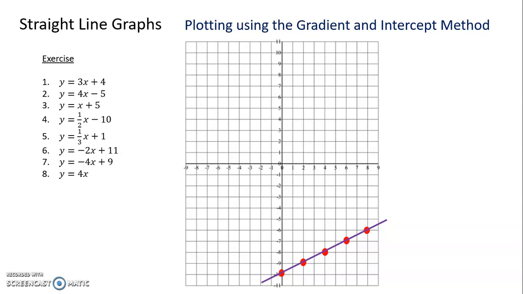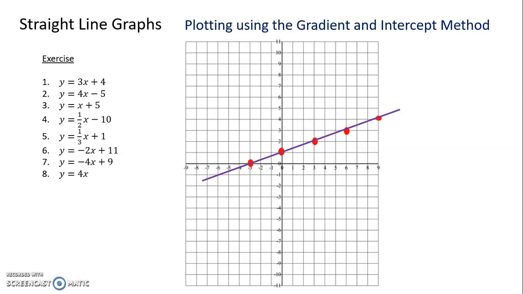Next one, y equals a third x add 1. So the intercept is at positive 1 and the gradient is a third. So that means along 1, up a third of a unit on the y-axis. And so to go up a full unit, you're going to need to go along 3. So you'll get a more accurate straight line if you do along 3, up 1. And then join up to make a nice straight line.